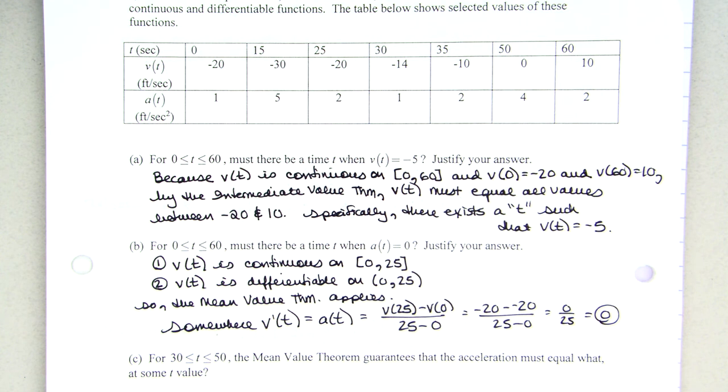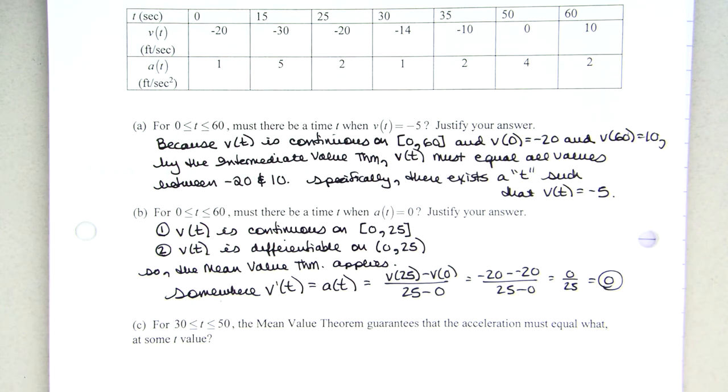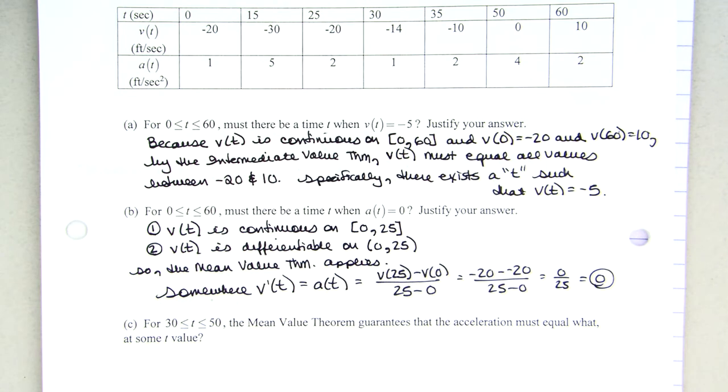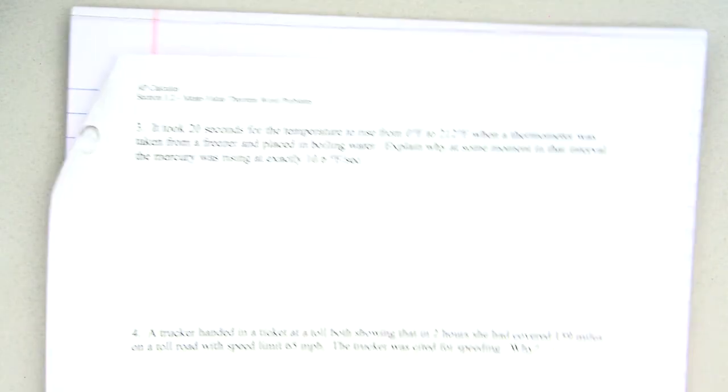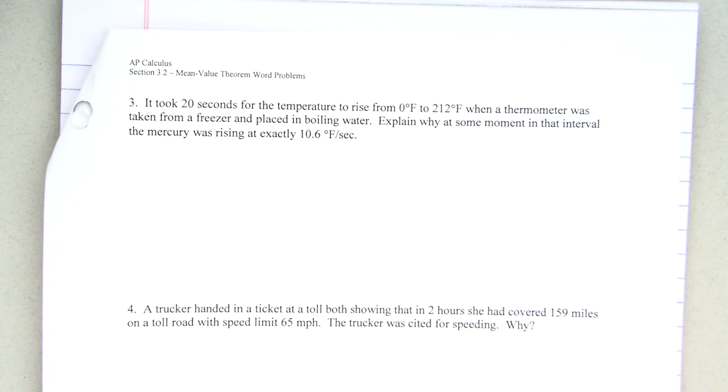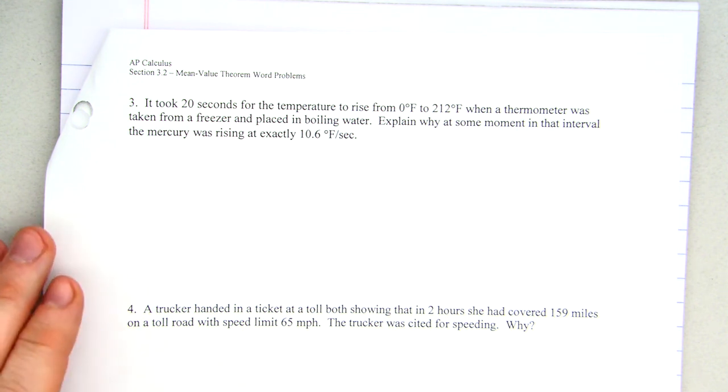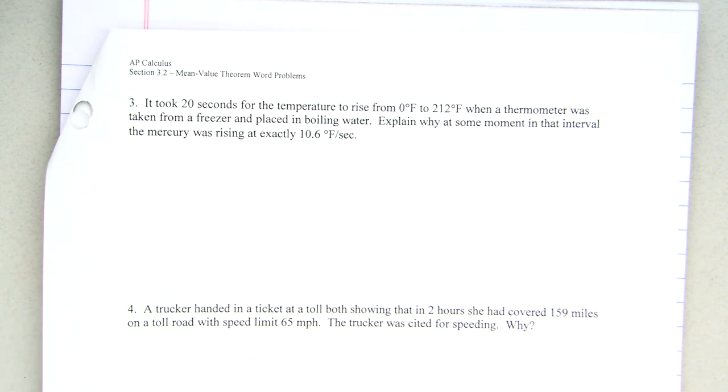I think I don't want to bother with part C for right now. I think you can probably handle that. Maybe let's take a look at one more. Read problem number 3 for a moment. Okay, it took 20 seconds for the temperature to rise from 0 degrees Fahrenheit to 212 degrees Fahrenheit. Explain why somewhere the temperature was increasing at exactly 10.6 degrees Fahrenheit per second.